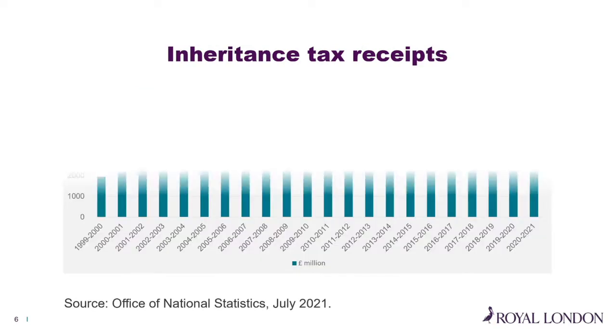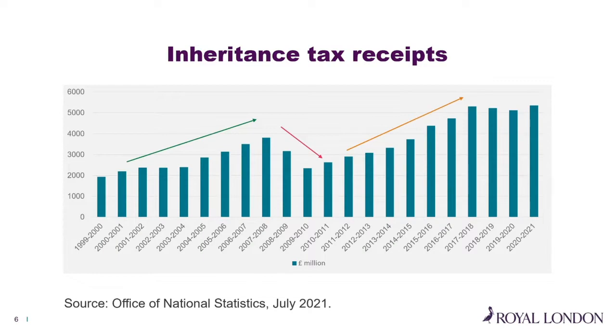And you only have to look at how much money is flowing in to the Exchequer's coffers to see that this is big business for the government. Receipts over the last 20 years have doubled. In 2021 they exceeded more than £5 billion. It was actually £5.4 billion.